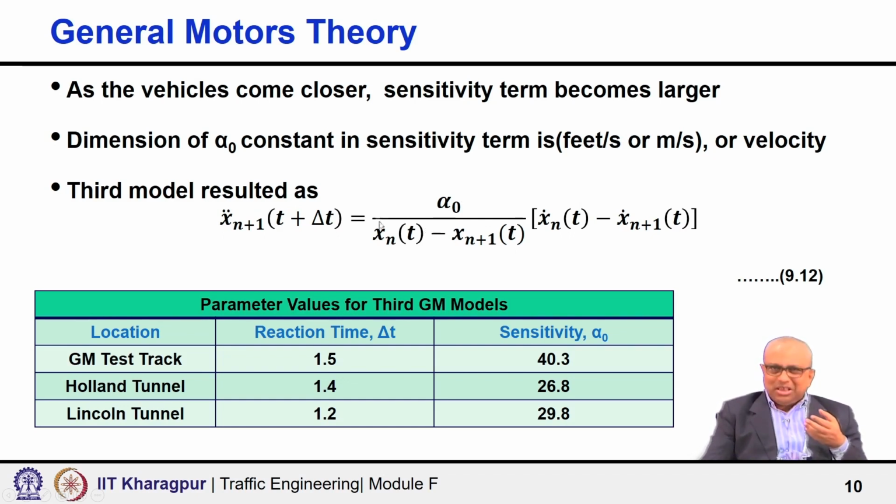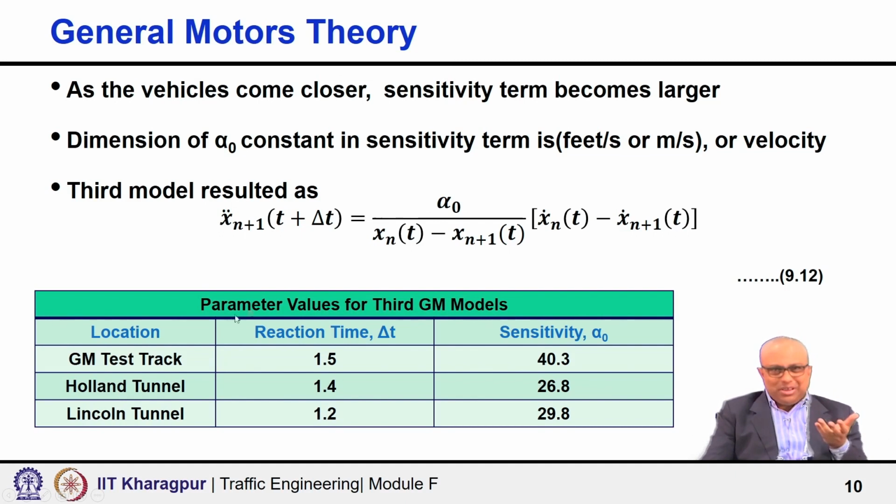What was the constant alpha in the first generation model? In the second generation model, we used alpha 1 and alpha 2, two values. Now, the whole term is replaced by alpha 0 divided by x n t minus x n plus 1 t, this space headway or the distance headway, multiplied by the relative speed as usual, x dot n at time t minus x dot n plus 1 at time t. So, the relative velocity of the two vehicles at time t.